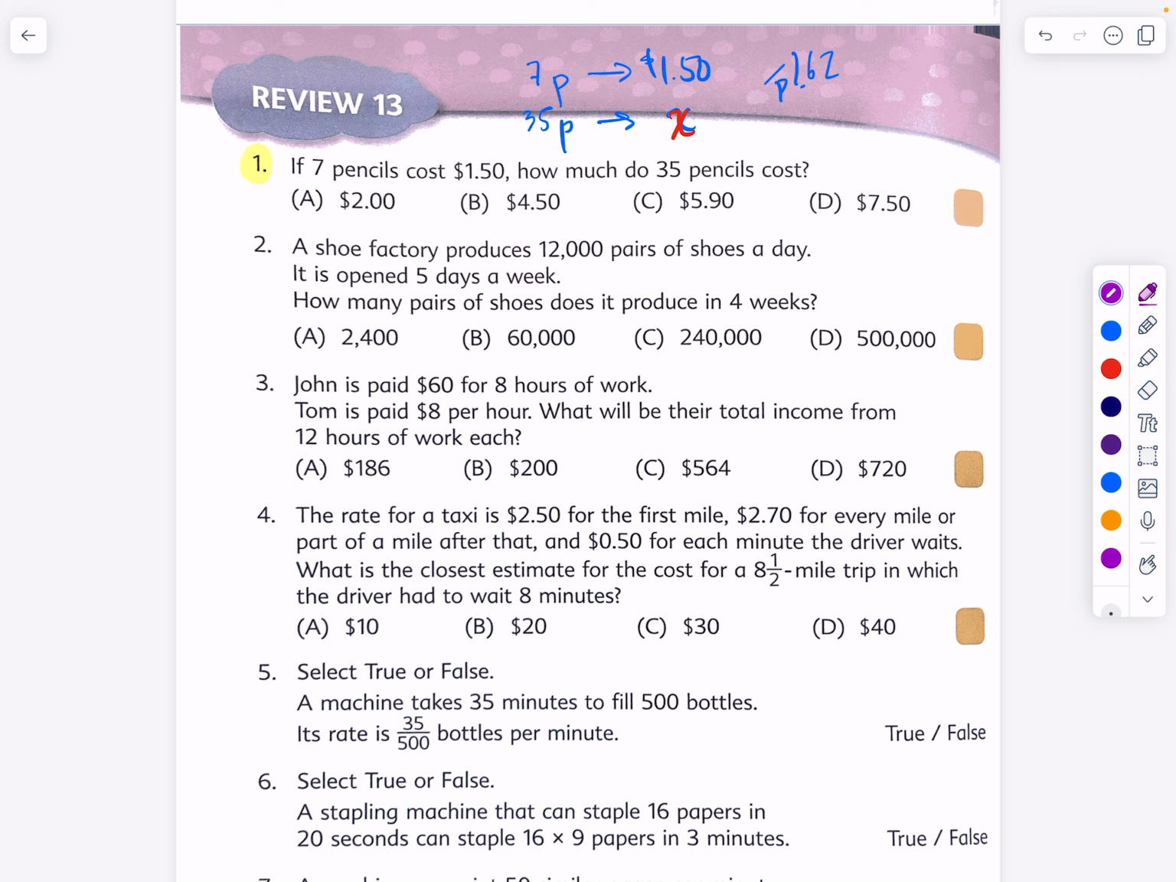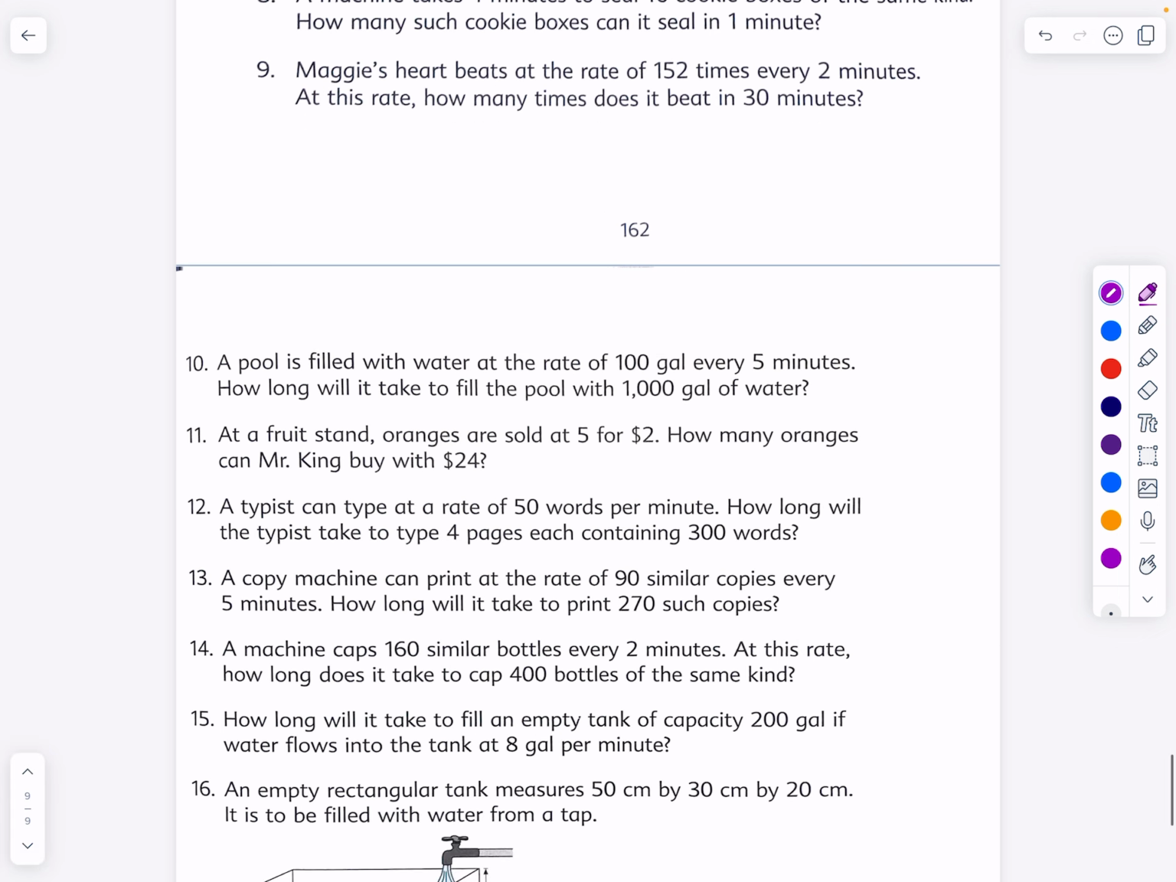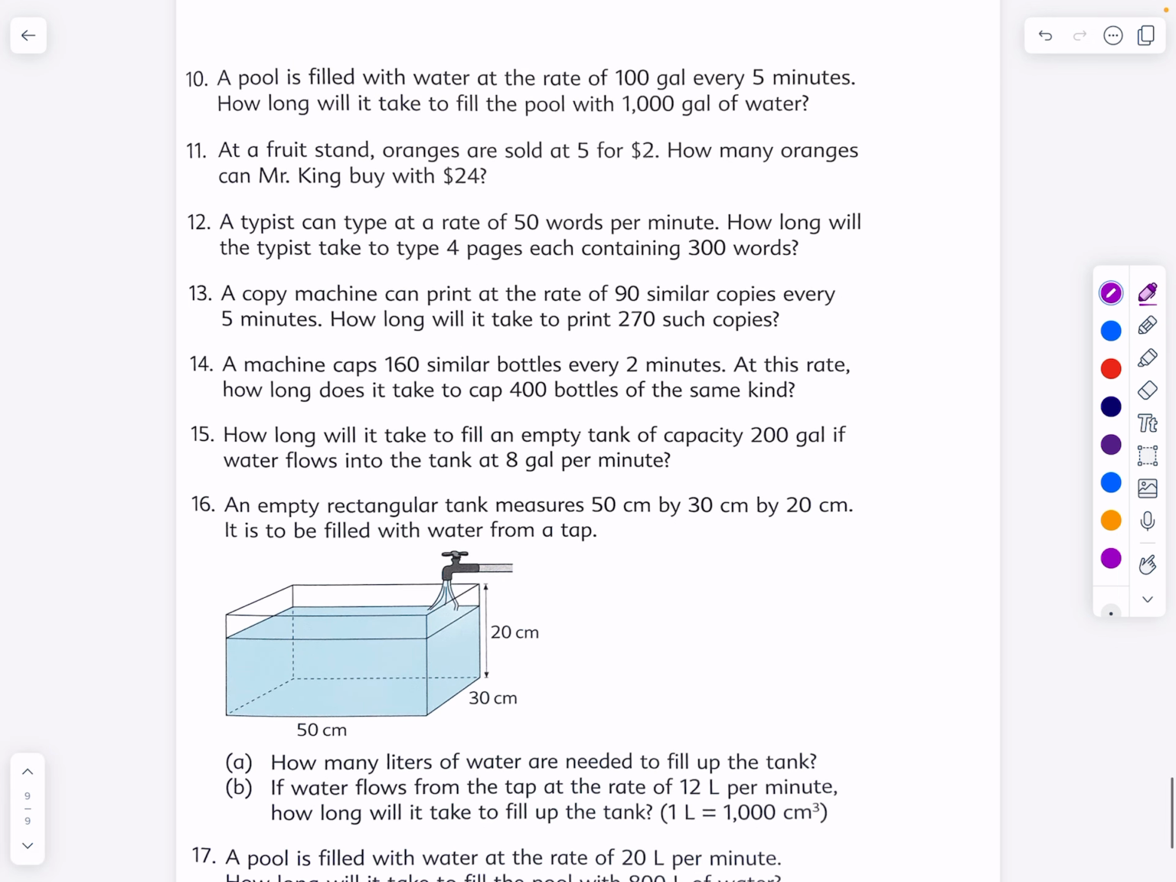Let's take a look. Well, if 7 pencils cost $1.50, 35 pencils, it's easy to tell that it's 5 times more. Correct? It's 5 times the quantity. So therefore, we should be proportional. We say we should stay in proportion, and it should be 5 times the amount. And the answer is B, $4.50.